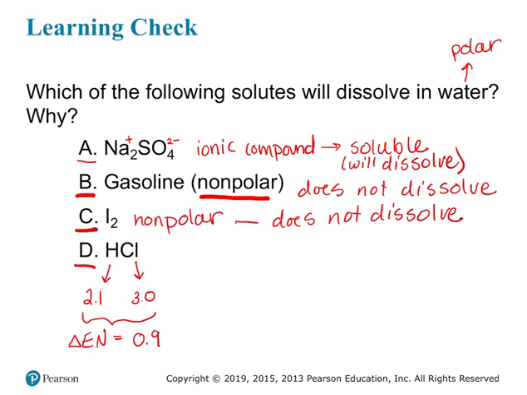And remember, if the difference in electronegativity is 0.5 or greater, then it is polar. So hydrochloric acid is a polar molecule. So will that dissolve in water? Yes. So remember, like dissolves like. So a polar molecule will dissolve a polar molecule.